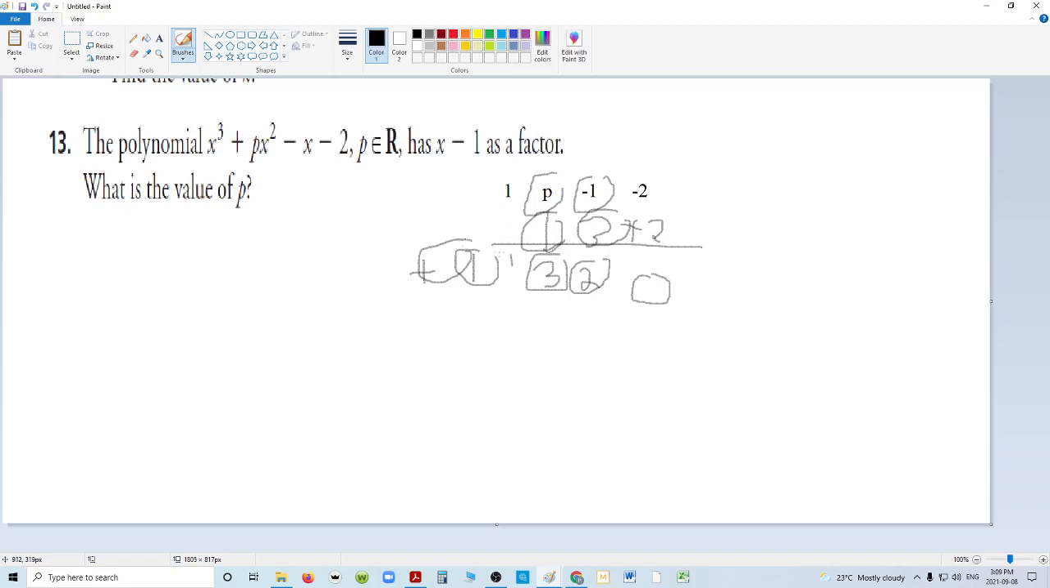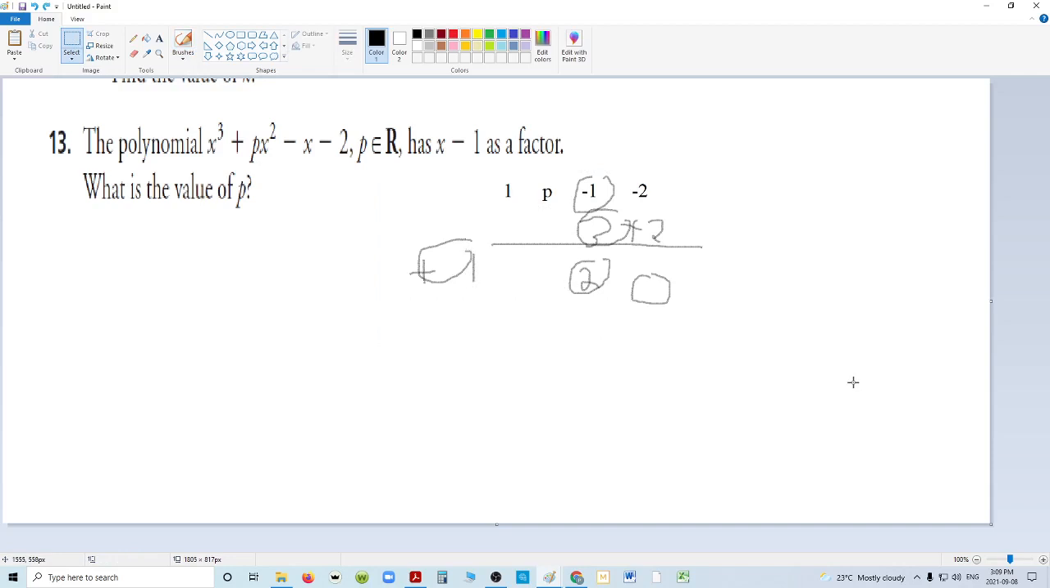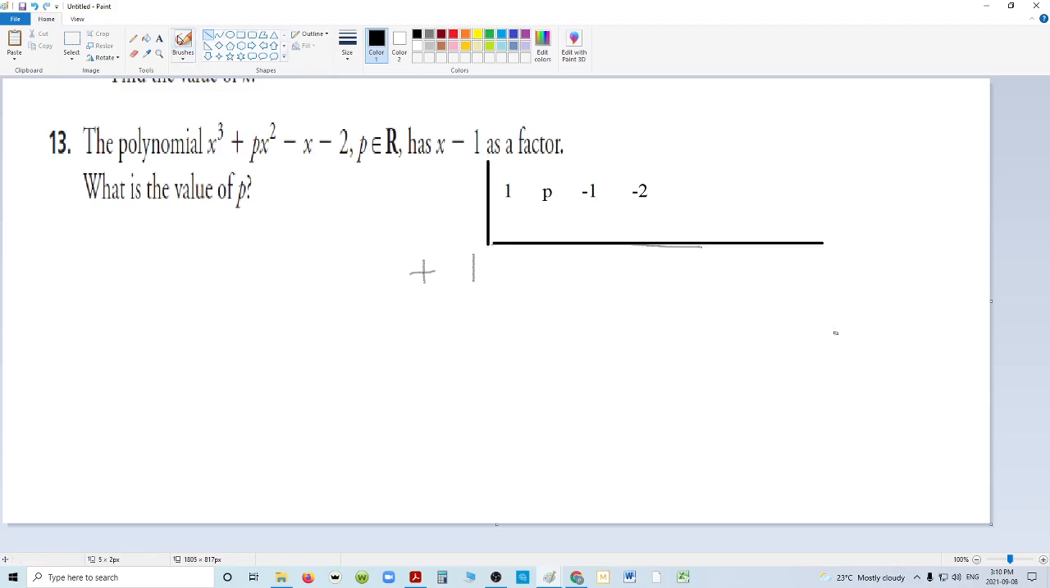I lower 1, and I know 1 times 1 has to be 1 there. That means when I added them, p plus 1 had to be 3, which means p is equal to 2. Let me do that again for you, and let me do it the long way. I know synthetic division leads me to this, right? I know my remainder has to be 0 because it says it is a factor. I know my root is plus 1, so we're going to do it old school. I'm going to bring down the 1.